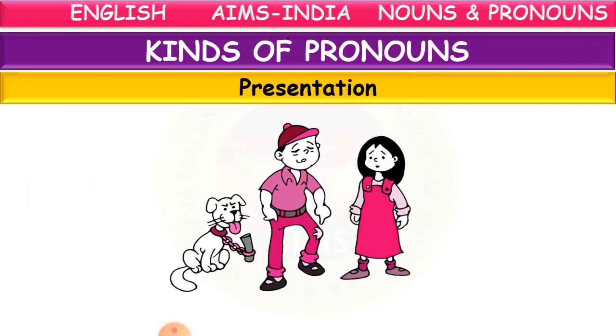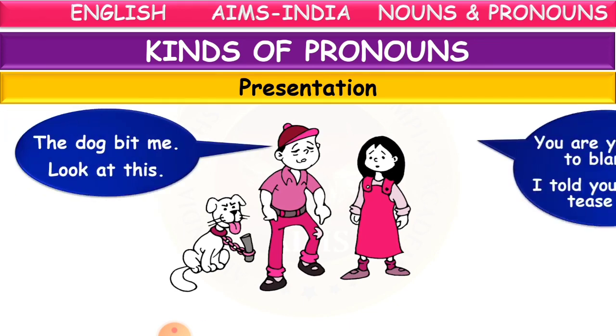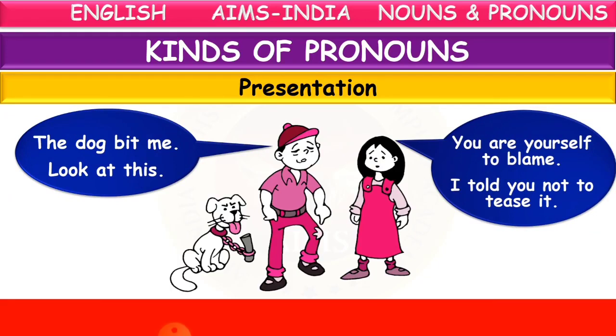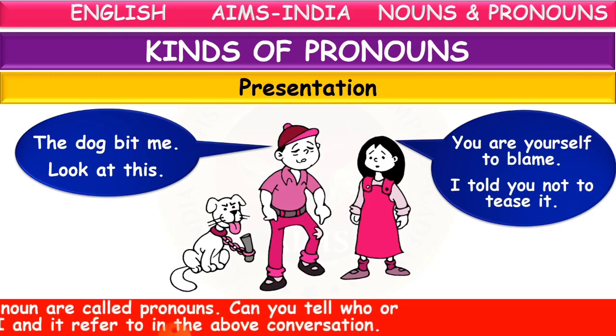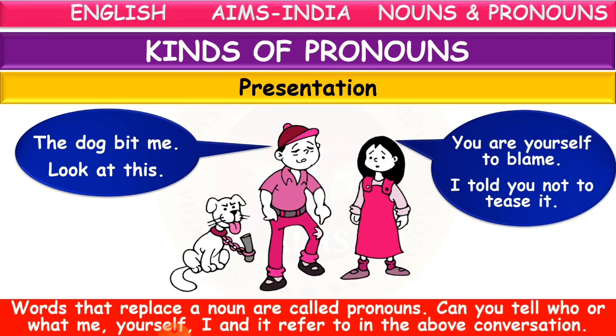Some kinds of pronouns. Until now we talked about the nouns. Now we'll continue with pronouns. You know what pronouns are, children? The words which we use instead of nouns. Here there are some words which a boy and a girl are saying. We'll just see what they are.